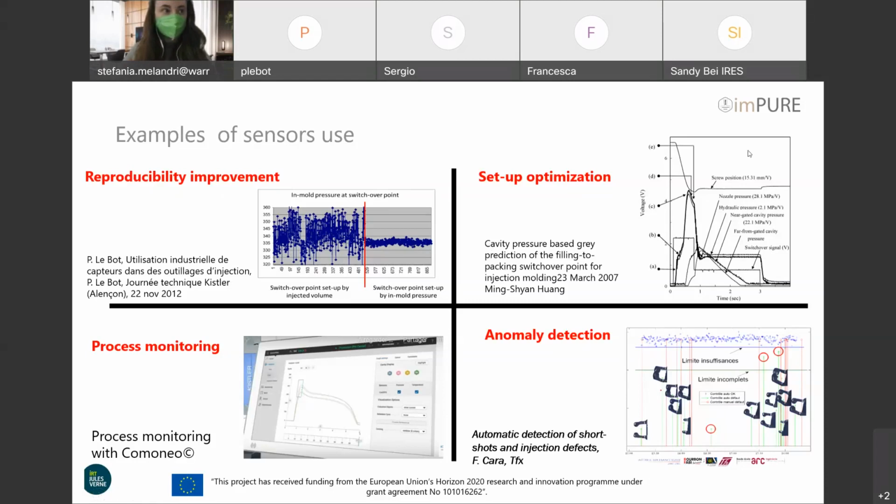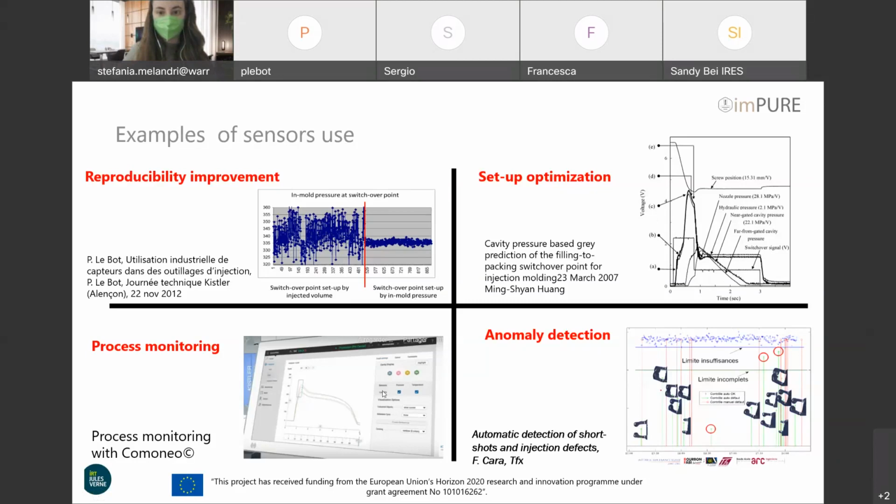The second example concerns the control of the injection process with the help of a sensor in the tool. The pressure sensor here can be used to adjust not only the switchover point, but also the packing phase steps to avoid overpacking effect.